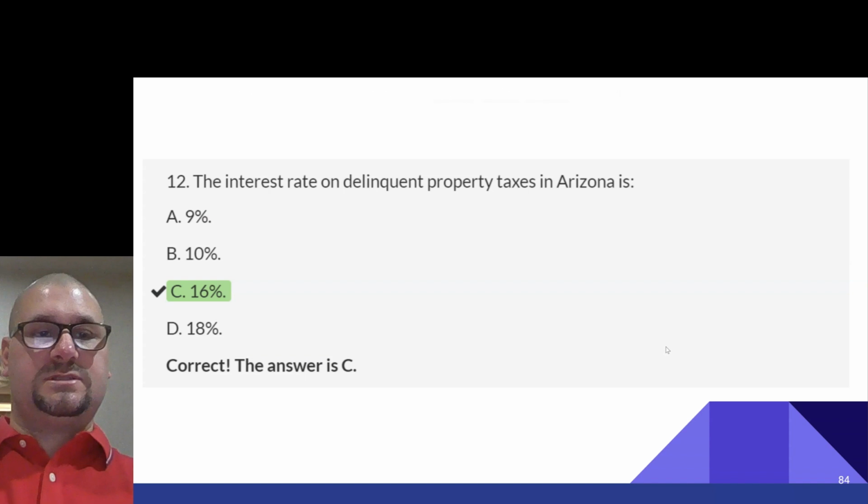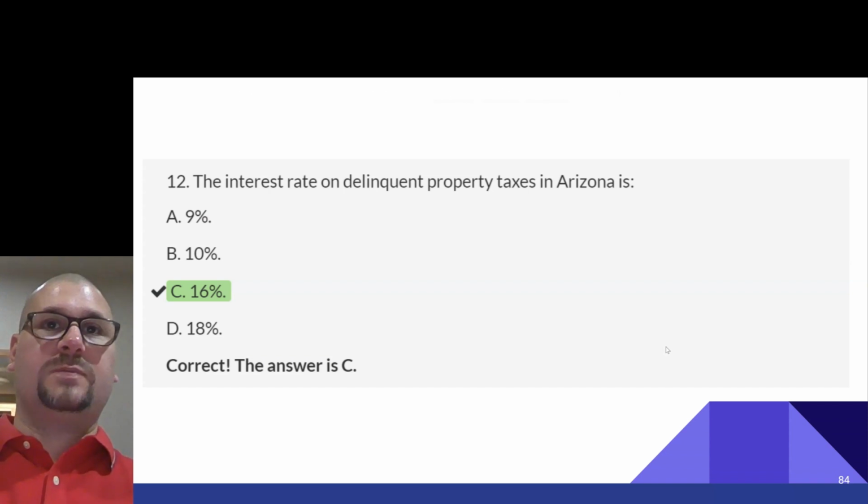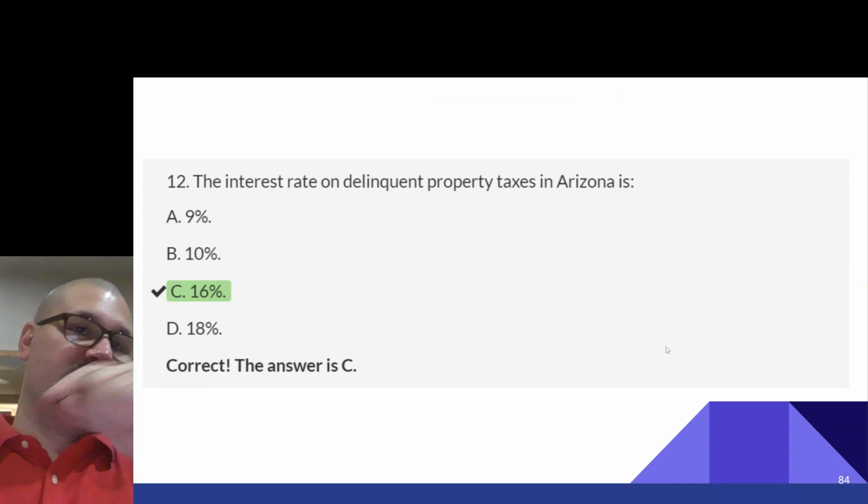So if you're late on your property taxes, delinquent or late, they put the interest rate on your property taxes. Say you're late and you owe $5,000 on property taxes per year, you're going to have to pay $5,000 plus 16% on your property tax.